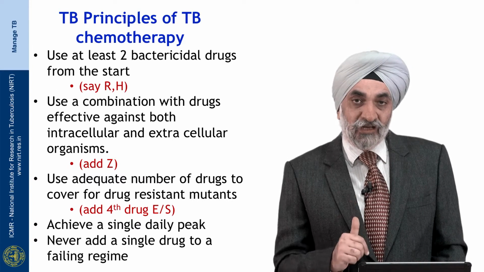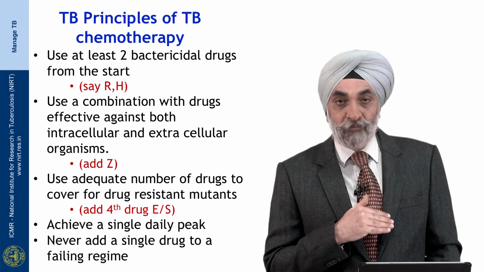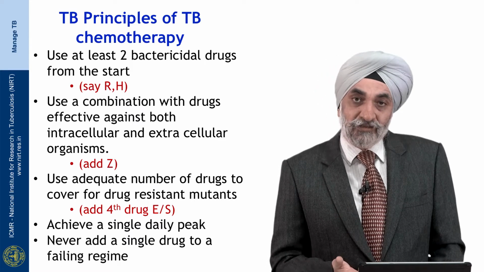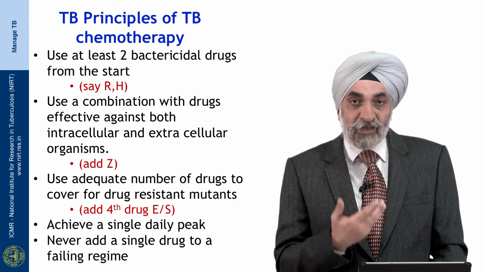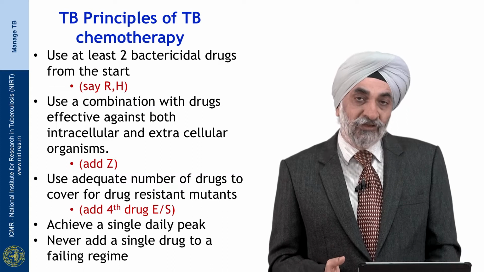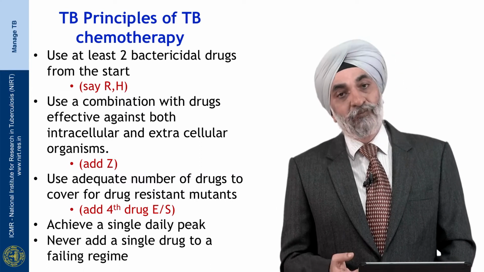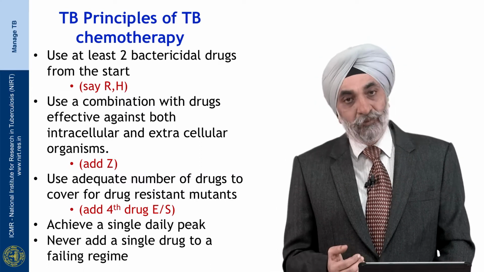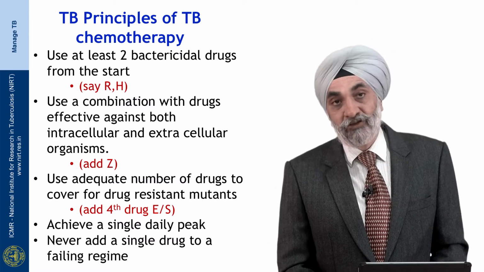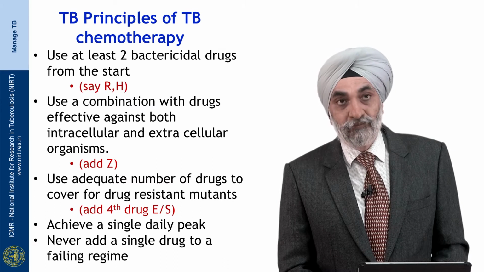You need H and R, which are 2 important bactericidal drugs, to rapidly kill. You add pyrazinamide for intracellular organisms. Since there is a background resistance to INH and you want to prevent emergence of resistance to other drugs which you have used, you add ethambutol or streptomycin. Ethambutol takes an edge over streptomycin because it can be given orally and does not need to be given as an injection.